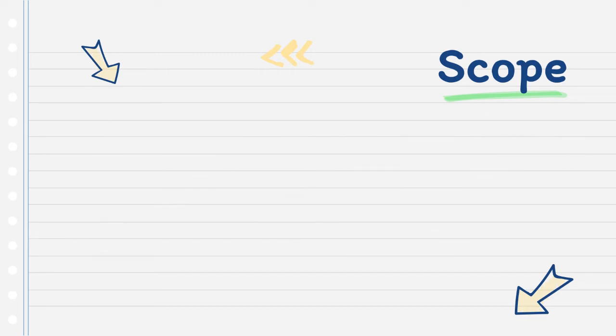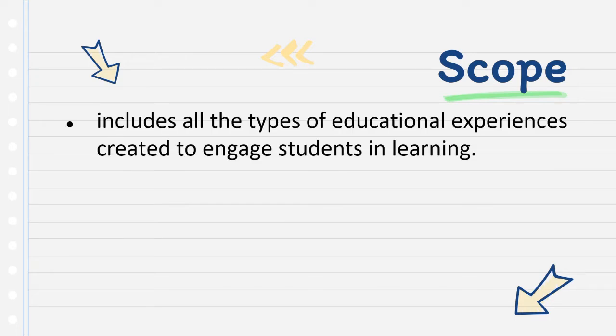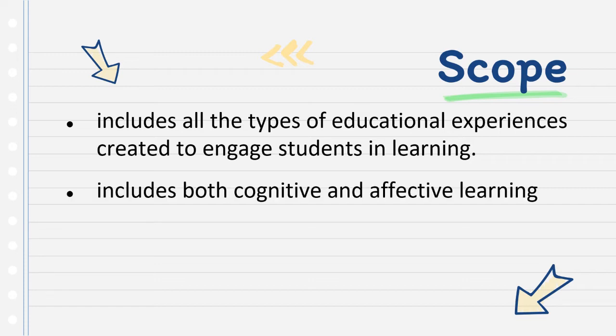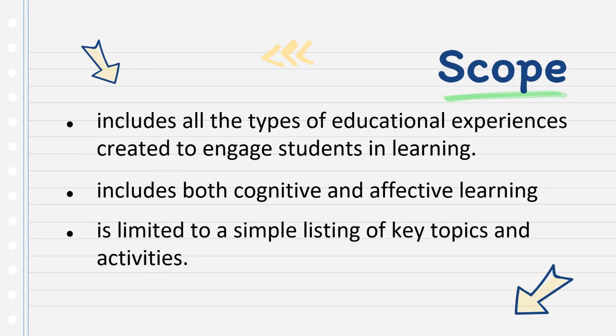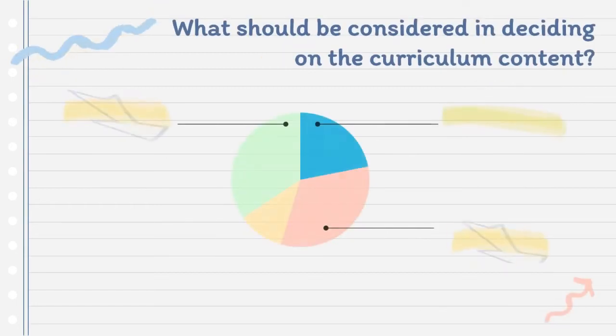A curriculum's full scope can extend over a year or more. It includes all types of educational experiences created to engage students in learning. It involves both cognitive and affective learning and is not limited to a simple listing of key topics and activities. Usually, units are divided into lesson plans, which organize activities and information into periods of hours or minutes.